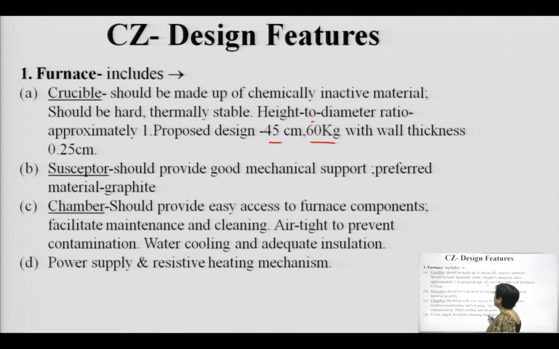Thirdly, the chamber in which this entire molten silicon is present should be chemically inert, because any impurity can contaminate the molten silicon. As it is at high temperature, the reactivity can further contaminate the molten silicon, and the same impurity can get introduced into the single crystal which is being grown. And lastly, the power supply, which is basically provided by resistive heating. So, this is about the design of the furnace.